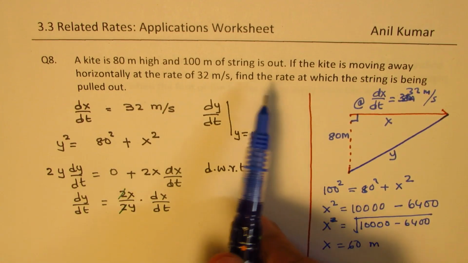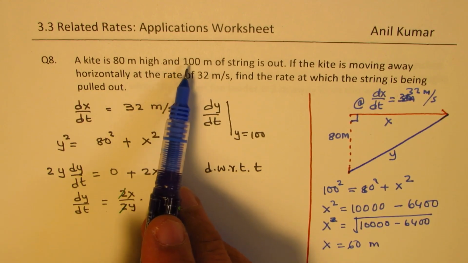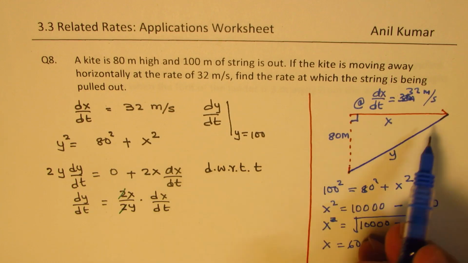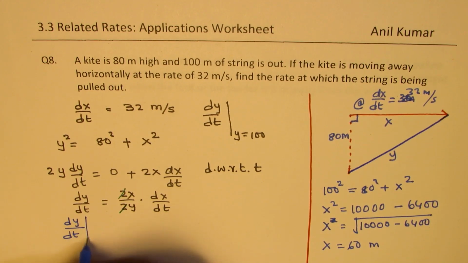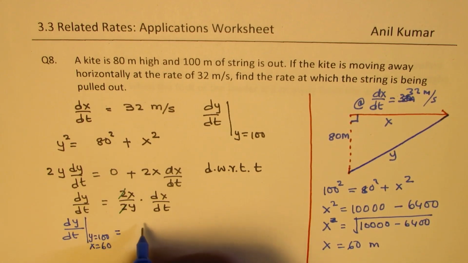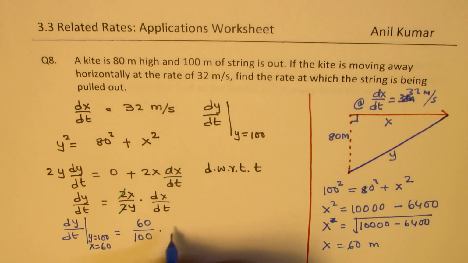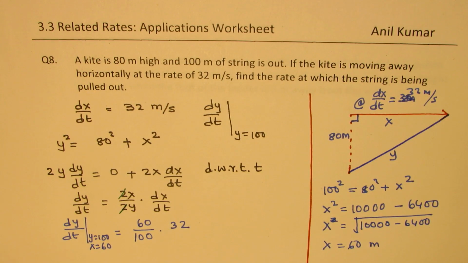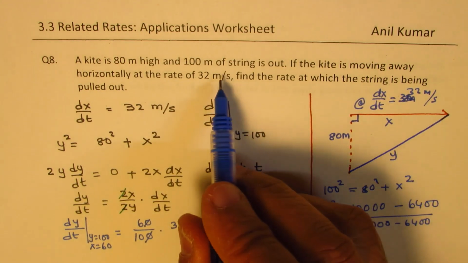So basically, when we say find the rate at which the string is being pulled out, now that was when the string was 100 meters long. So x value is 60. So we'll put 60 here. So we can write down the rate as dy/dt when y equals 100. That means x is 60, so substitute 60 for x and 100 for y, and rate of change is 32. Correct? So that gives you the answer. Right? So 6 times 32 is 192, so we get 19.2. And the units are meters per second.